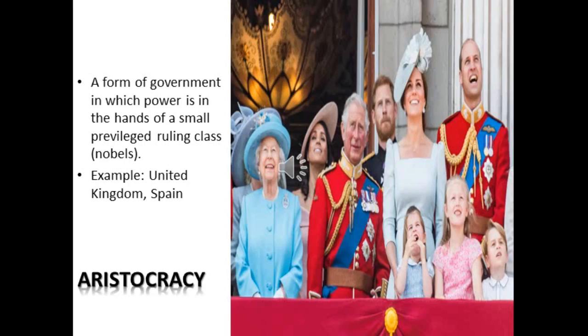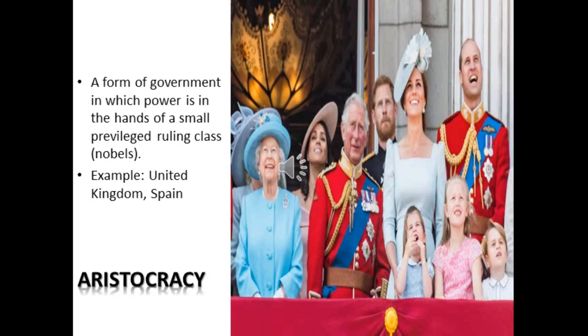Though there was a king or queen, they wouldn't take decisions on their own. They had to consult the noble class people, and only then could they control the government and take their decisions. Such a type of government is called aristocracy. Aristocracy means a form of government in which power is in the hands of a small privileged ruling class, that means the nobles. Examples are the United Kingdom and Spain.